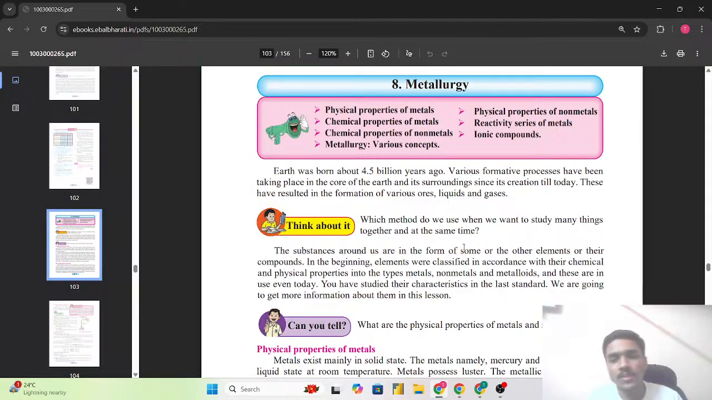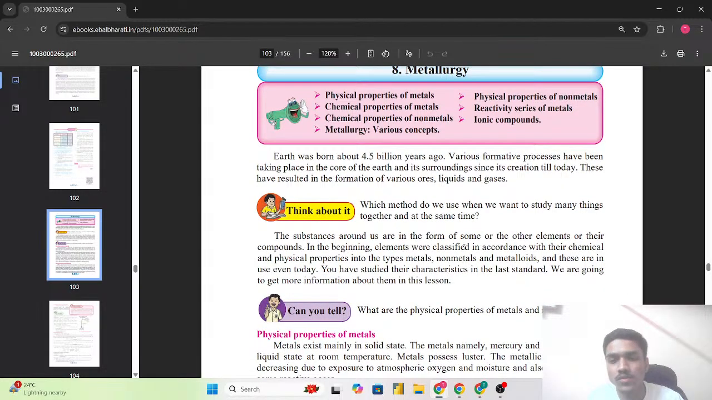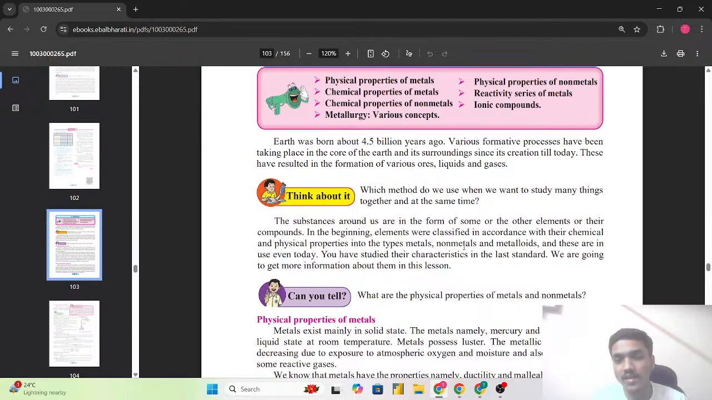Which method do we use when we want to study many things together and at the same time? The substances around us are in the form of some or the other elements or their compounds. In the beginning, elements were classified in accordance with their chemical and physical properties into the types metals, non-metals, and metalloids. And these are in use even today. You have studied their characteristics in the last standard. We are going to get more information about them in this lesson.